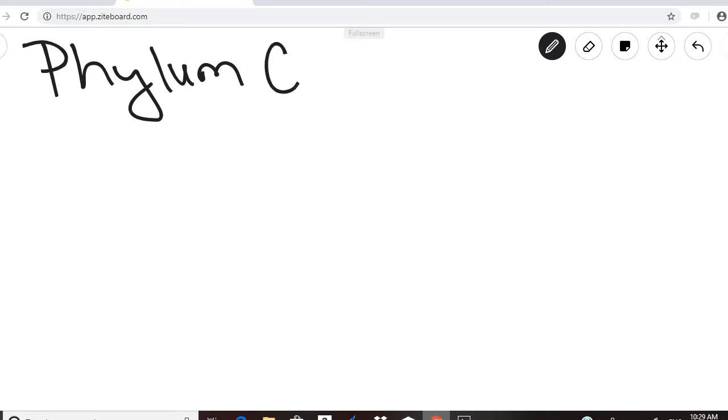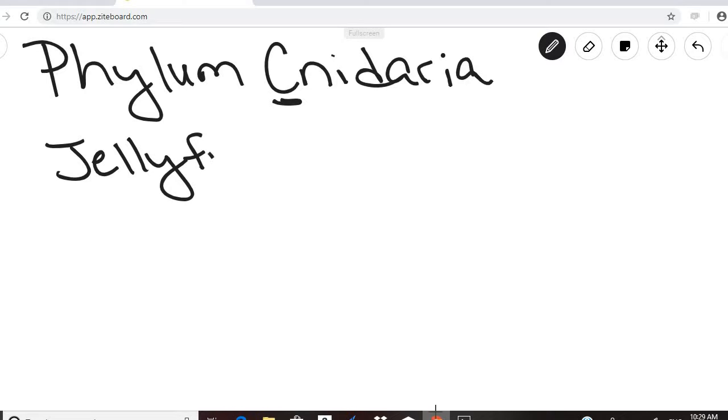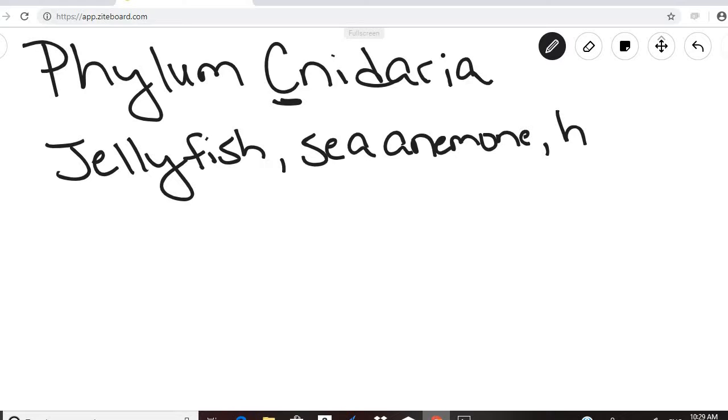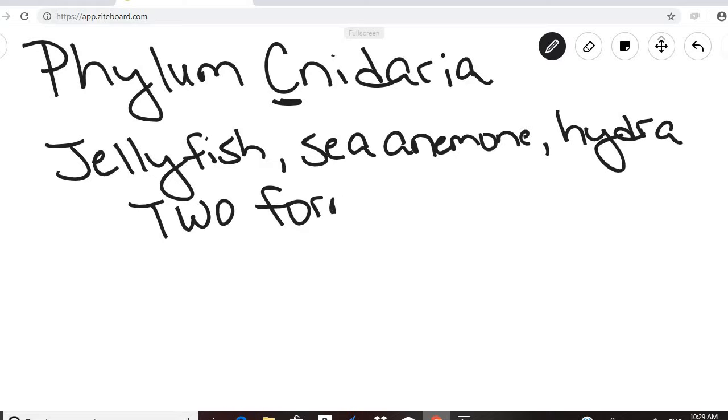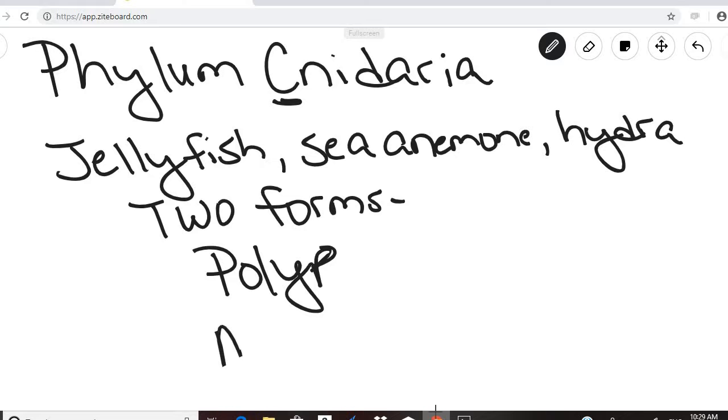And phylum Cnidaria, so the C is silent. We don't pronounce the C. So this includes jellyfish, sea anemones, and a microscopic organism called a hydra. And for all of these organisms, they take on two forms. They take on a form that is called a polyp, and they can take on a form that is called a medusa.